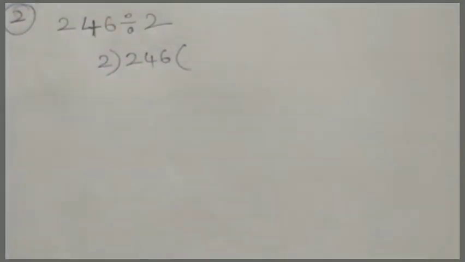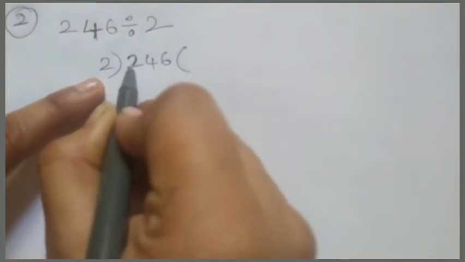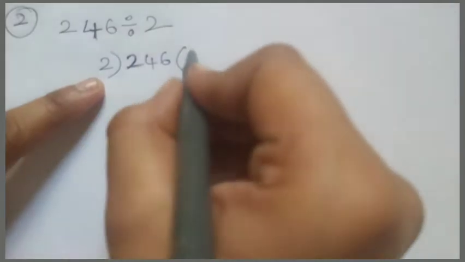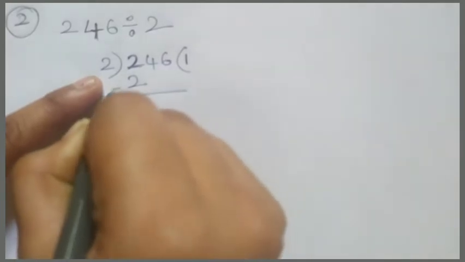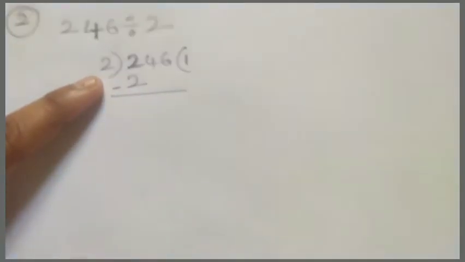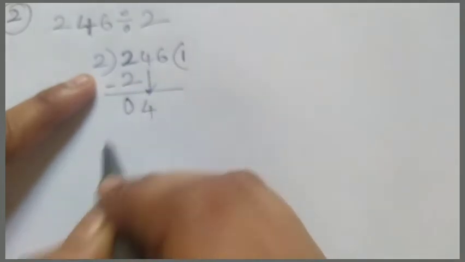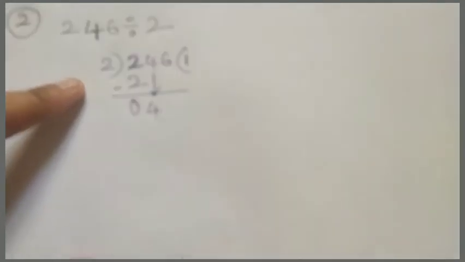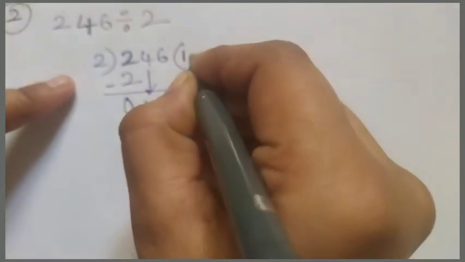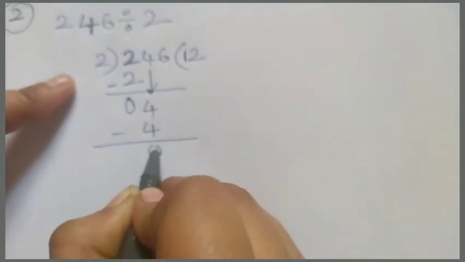To do this problem we have to get the 2 table. In the 2 table we'll get 2: 2 ones are 2, so we'll write 1 here. Now we do subtraction. 2 minus 2 is 0, so we'll take this 4 down. In the 2 table we get 4: 2 twos are 4, so we'll write 2 here. 4 minus 4 is 0.